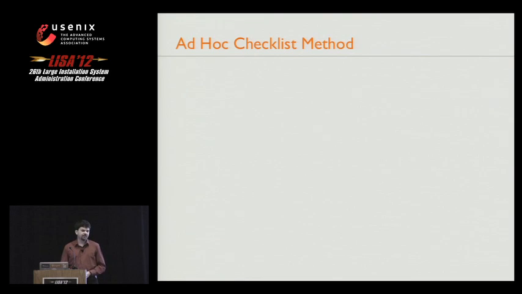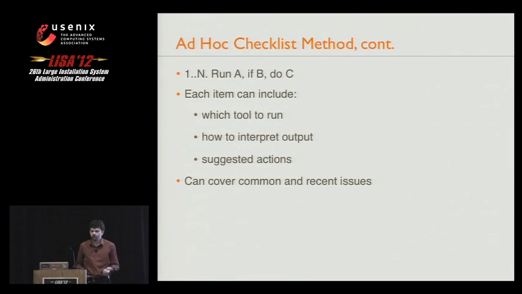The ad hoc checklist method. Now, this isn't quite an anti-method, because this can be useful. You have a series of steps, 1 to n. Run A, if B, do C. Each item can include which tool to run, how to interpret the output, and suggested actions. And you can cover common and recent issues.